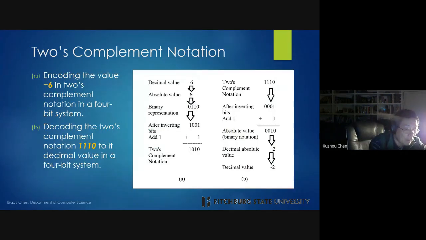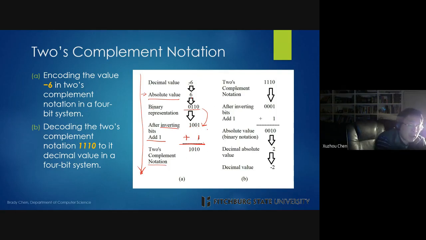So here, this is the process to convert the decimal value -6. First, for -6, you get the absolute value, which is 6. The binary number for 6 is 0110. And then after inverting the bits, it's 1001. Then you add a 1. So 1001 plus 1 is 1010. That's the 2's complement notation for -6. So -6, when stored in the computer system, is 1010.